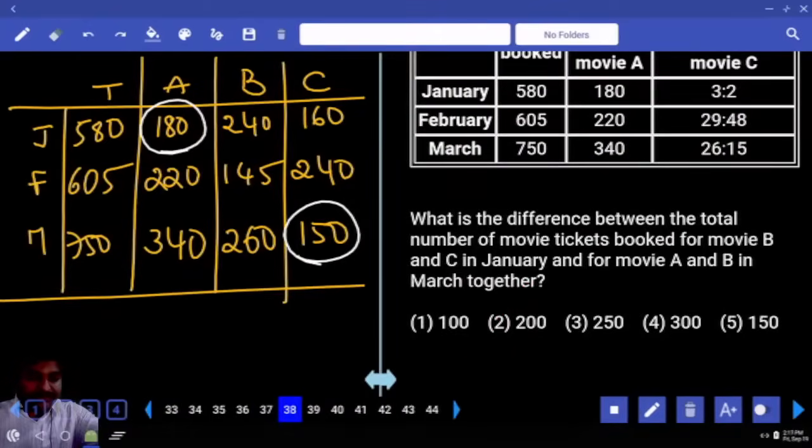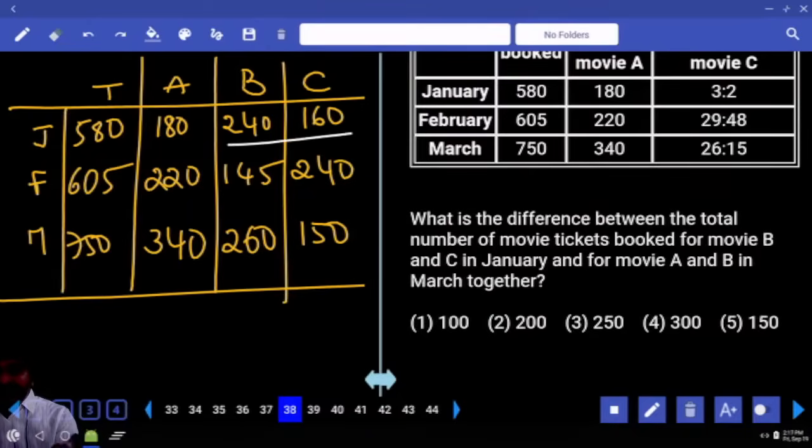What is the difference between total number of movie tickets booked for movie B and C in January? BC in January, 400. And AB in March. AB in March. Difference, 200. Second option.